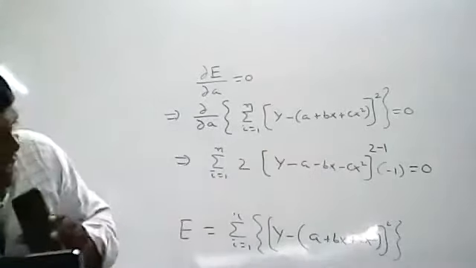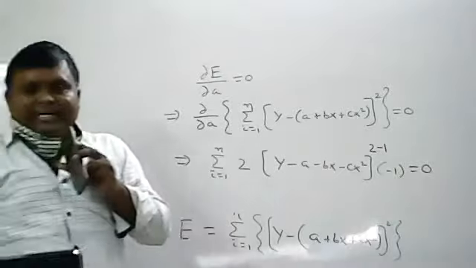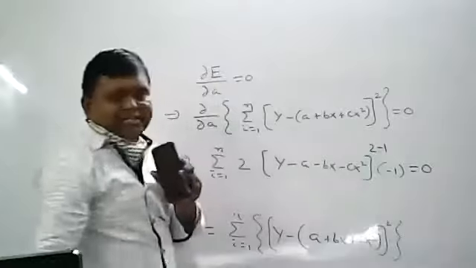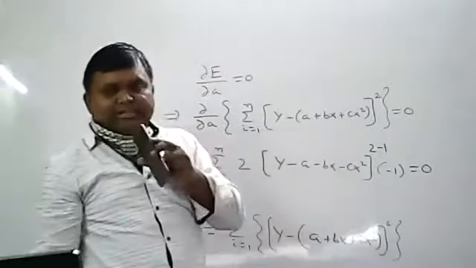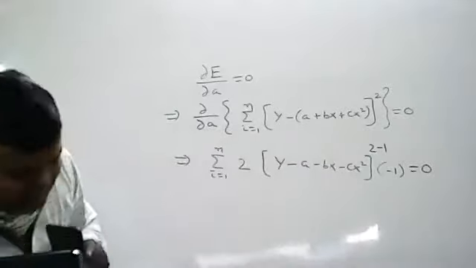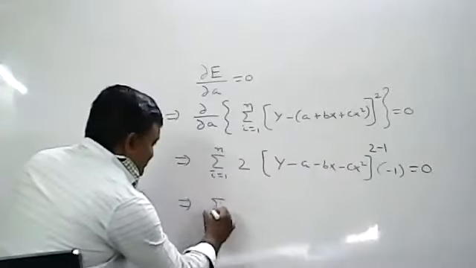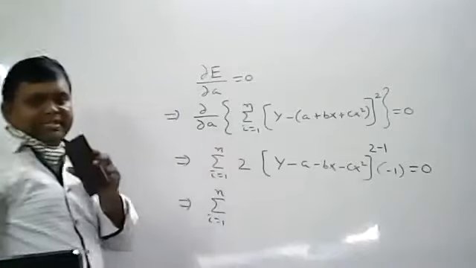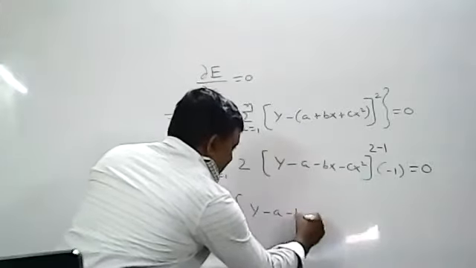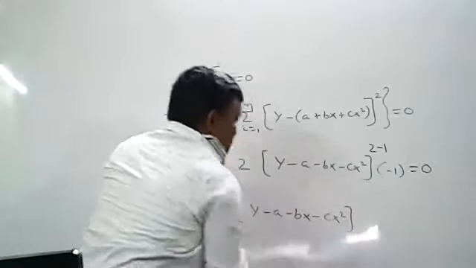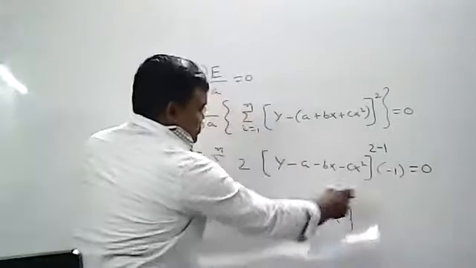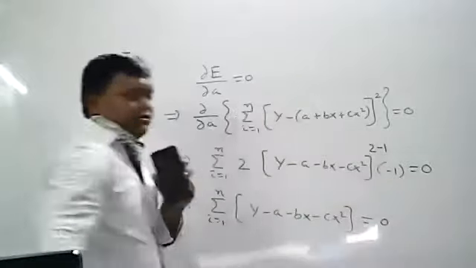Now you can simplify. How will you simplify? Y terms on one side, remaining terms on the other. First, 2 into -1 is -2. Send that -2 to the other side; 0 divided by anything is 0. So this implies summation i equal to 1 to n of the remaining term, y minus a minus bx minus cx square, whole power 2 minus 1. 2 minus 1 means 1. Since the -2 is already sent to the other side, it is equivalent to 0.